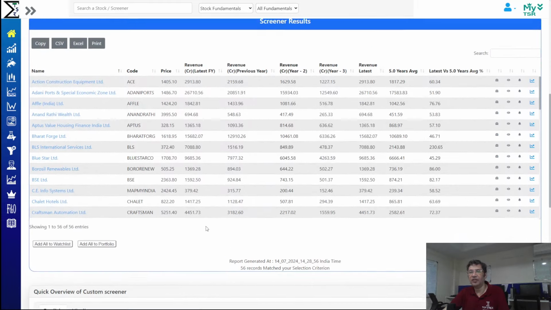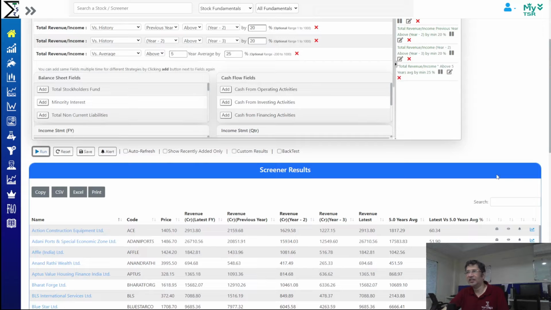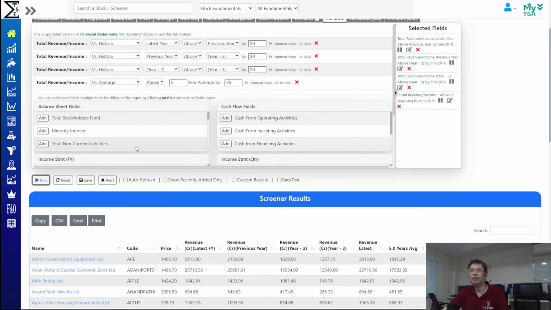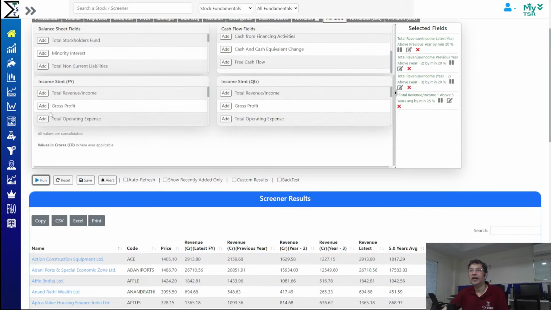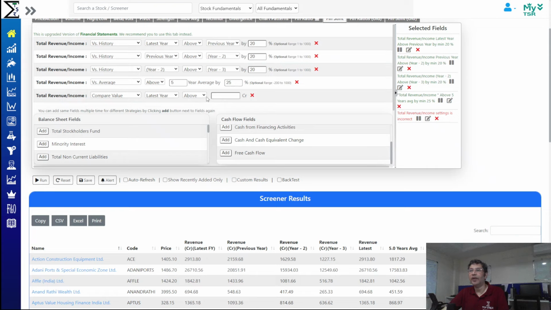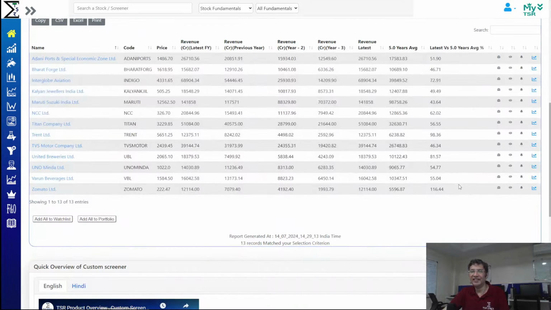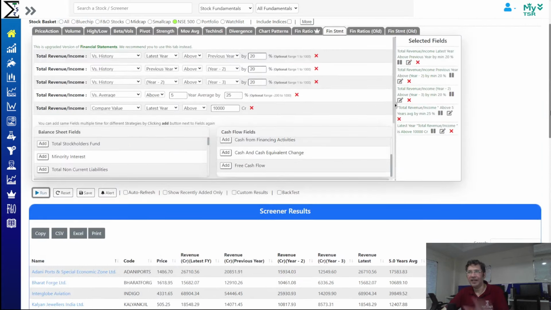So there are about 56 stocks which meet this criteria. Again, feel free to add more criteria out here, right? Add another thing, our favorite one, which is revenue more than 10,000 crore. So you'll see a lesser number of stocks, about 13 odd stocks. So with one single field, you have various options of trying out different permutations and combinations, right? That is the idea behind this screener, to give you an extreme level of flexibility.